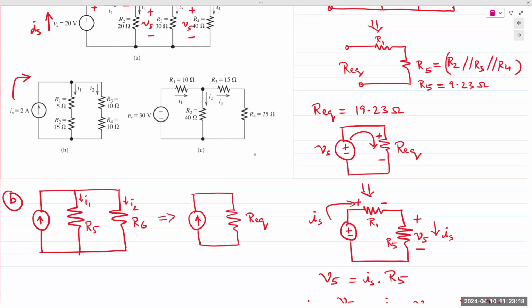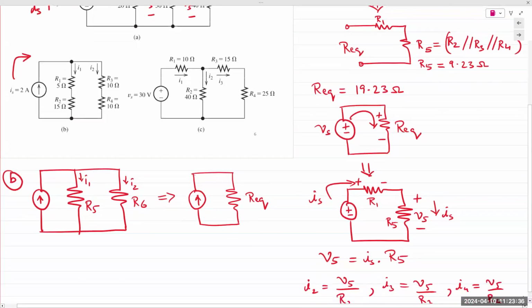It says 10. How many of you agree? N number of resistors connected in parallel, all with the same value R. The Req is R over N. You can also apply the equation 20 times 20 divided by 20 plus 20, which gives you 10. So Req in this case is 10 ohms.